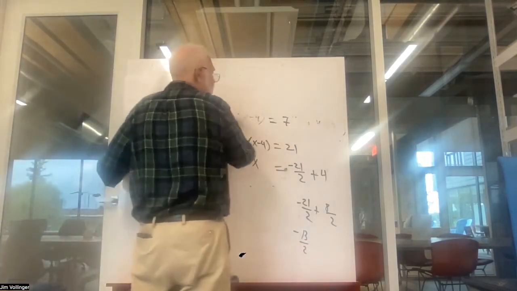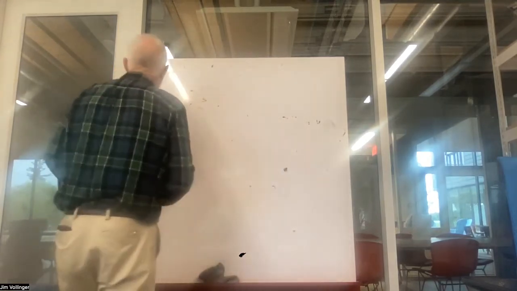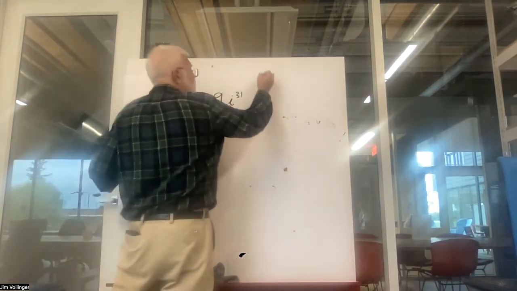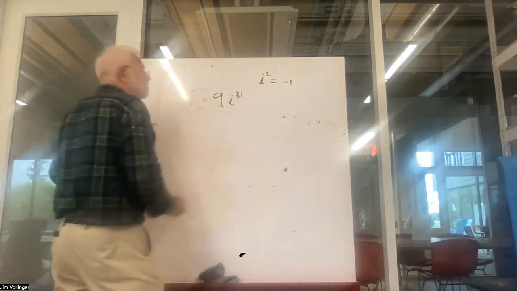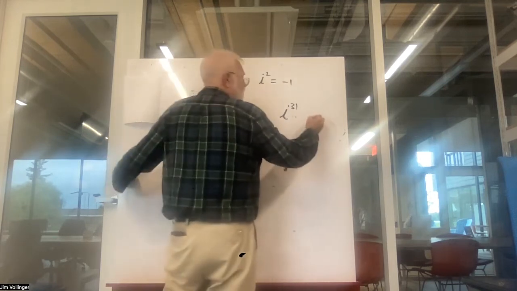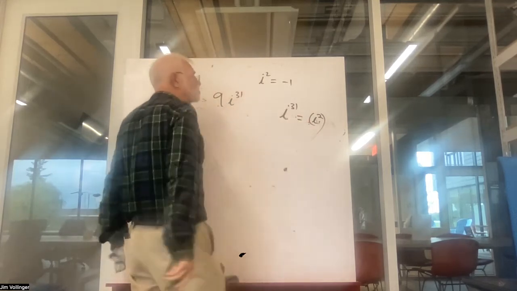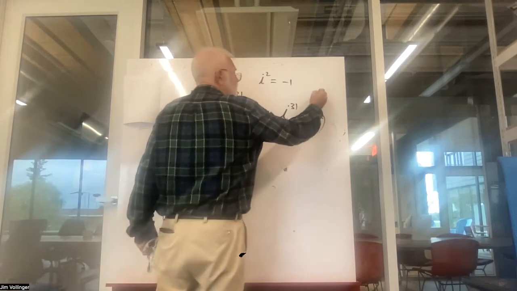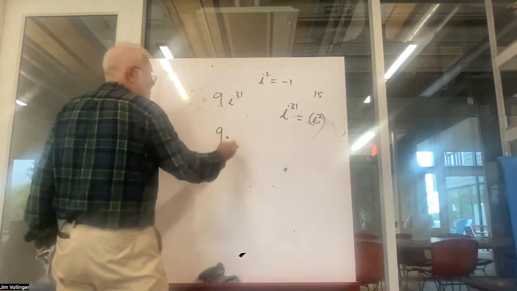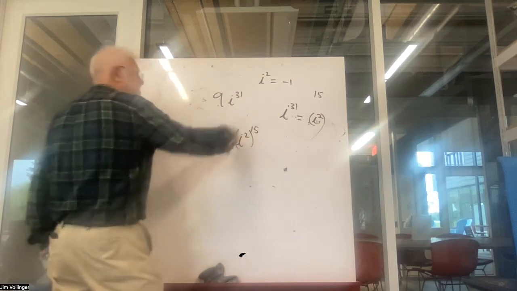Last problem, yay. This one might take you a week or 2 to be able to do, but we'll stick with it until you get it. We just started in class today, 9i to the 31. And we said i squared is -1. So is there a way to write i to the 31 in terms of i squared? How many times do I have to do i squared to get close to 31? I hope you say 15, because 15 times 2 is 30. So this becomes 9 times i squared, 15 times, that gets me to 30.